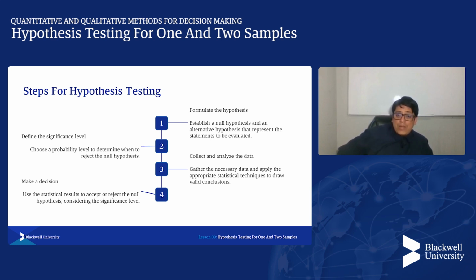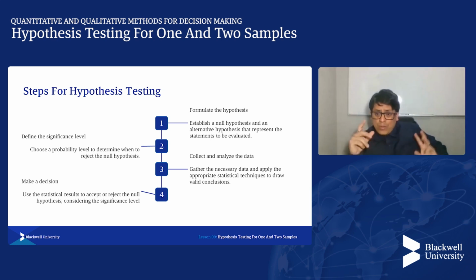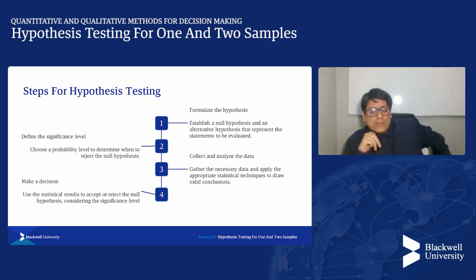We formulate the null hypothesis and the alternative hypothesis, and remember that the null hypothesis is associated with equality, while the alternative hypothesis is associated with difference. Next, I need to define the level of significance. And remember that by this point, this should already be understood: defining the level of significance involves deciding what the alpha value is. And what is alpha? Alpha is the probability that we are rejecting the null hypothesis even though it is true.